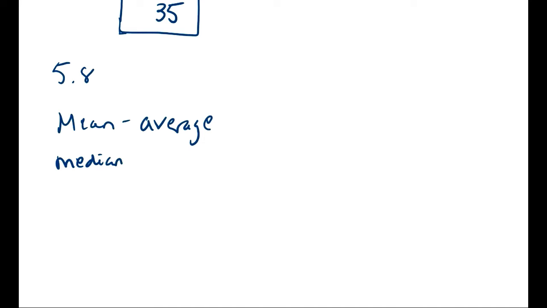Let's go ahead and move on to 5.8 here, where we're going to review what it means to be the mean, the average of the numbers, the median, which is the middle number, and the mode, which is the number that appears most often.